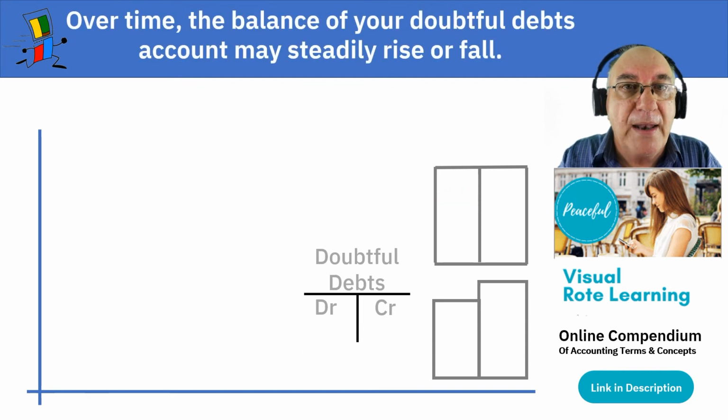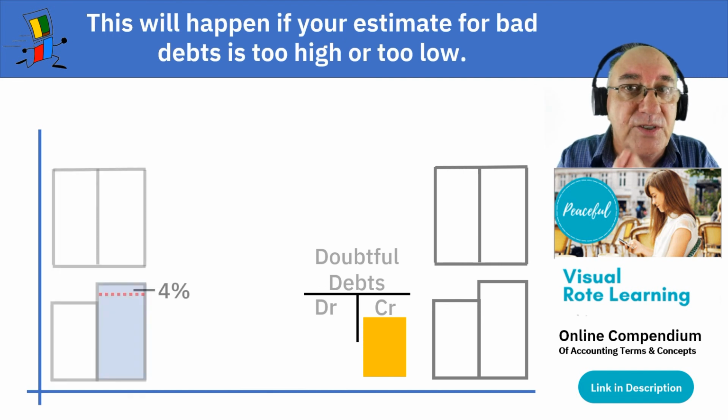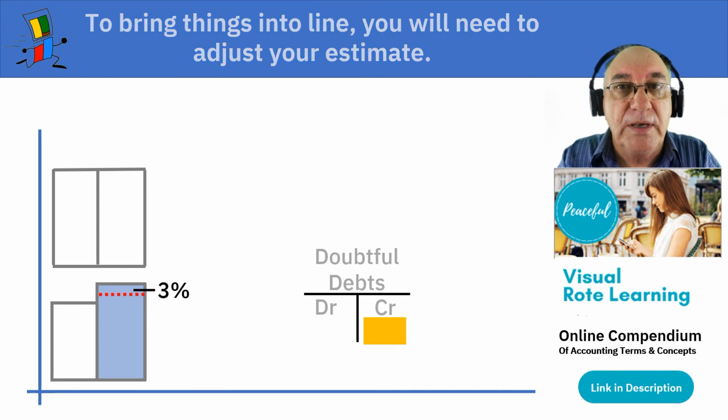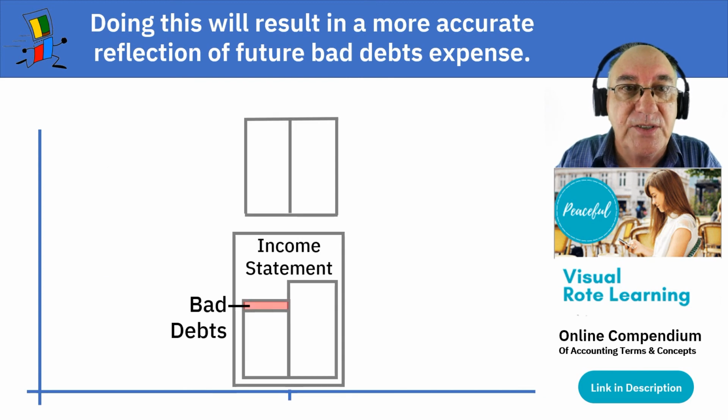Over time, the balance of your doubtful debts account may steadily rise or fall. This will happen if your estimate for bad debts is too high or too low. To bring things into line, you will need to adjust your estimate. Doing this will result in a more accurate reflection of future bad debts expenses.